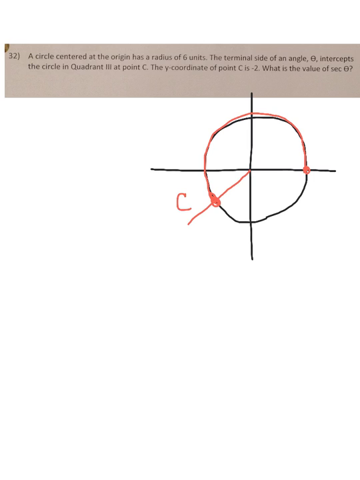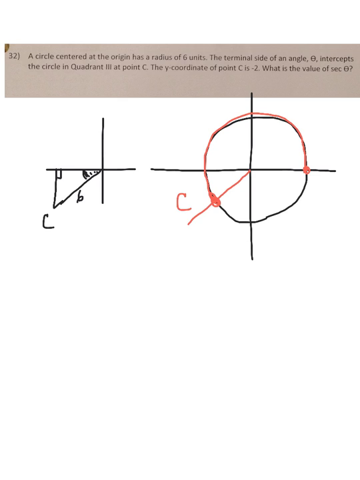What else do they tell us? I've got a radius of 6. I'm just going to redraw this a little bit if that's okay with you. I'm going to take the radius out of context just to make it look a little bit prettier. So my radius is 6. Here's my reference angle in there. And they say that the y coordinate of point C is -2.